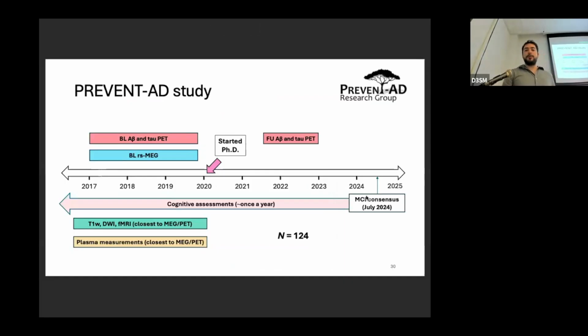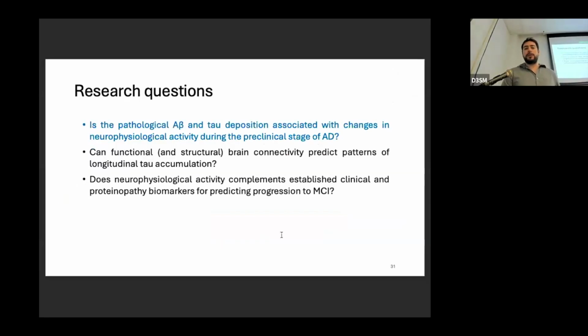All right, so moving now into my research itself. Here I'm summarizing the data that I used during my PhD. I started in 2020. The data that I've been using mostly is the baseline resting state MEG and amyloid and tau PET scans that were collected in this window, 2017 to 2019. But I also use some of the imaging data and some plasma measurements that we have. I'm going to be coming back to this slide to show you the data that I use for each of my PhD projects.